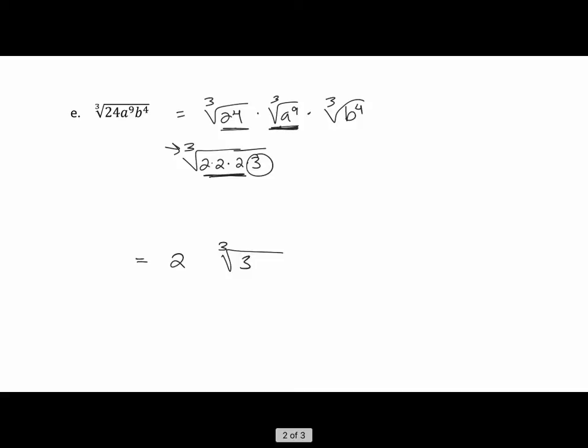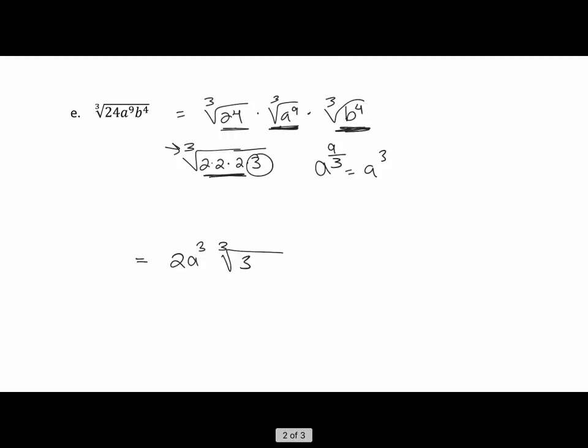Then I have the cubed root of a to the 9th. So let me just change that to the rational exponent. A to the 9 over the index 3. And that actually is a whole number. That's a to the 3rd. So that's all been rooted. Nothing is left in the radical.